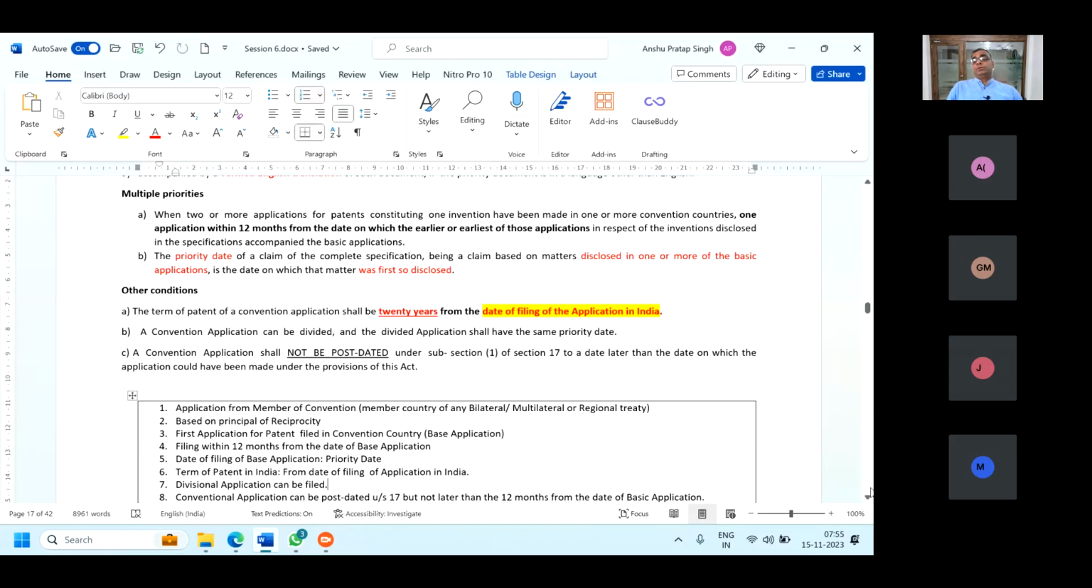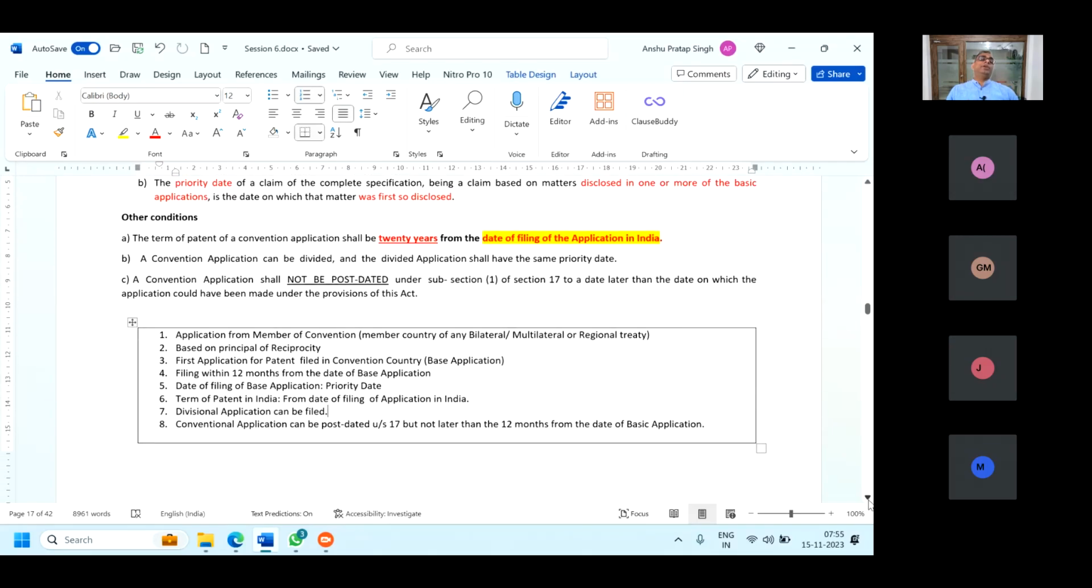Now, the key points which you have to take are that the application should be from a member of a convention country, and the principle of reciprocity is the basis of this particular law. The first application of a patent should be filed in a convention country, which will be considered the base application. Filing should be done within 12 months of the base application. The date of filing of the base application will be considered the priority date. The term of the patent will start from the date of filing of the application in India.